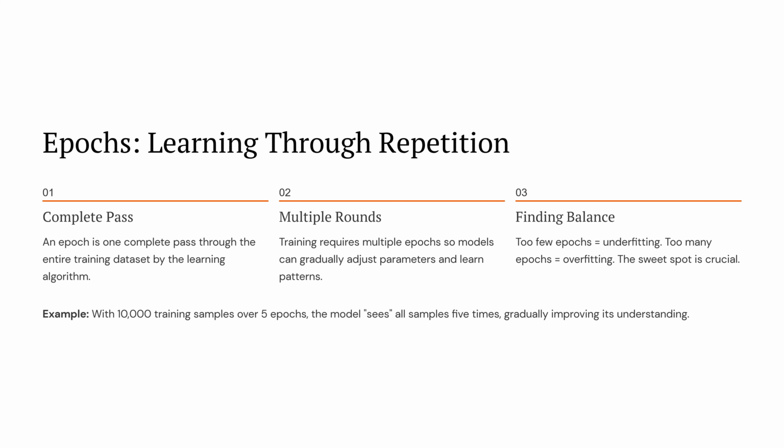Too few epochs and the model doesn't learn enough, that is underfitting. Too many epochs and it memorizes the data, that is overfitting. The secret to powerful AI is finding that sweet spot in between.